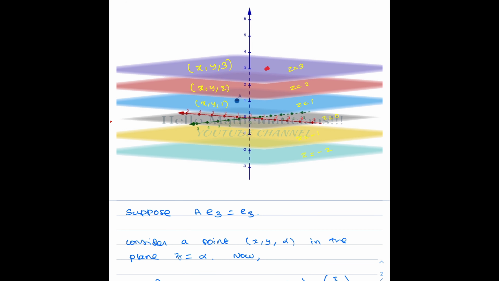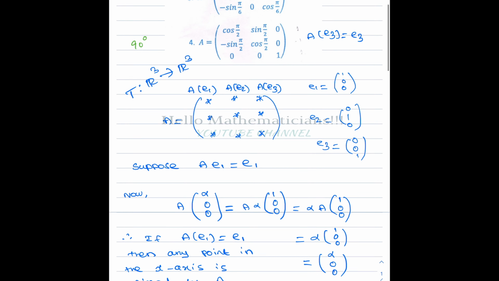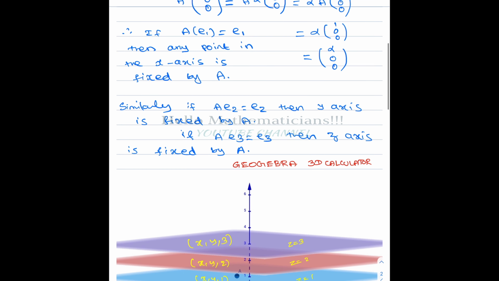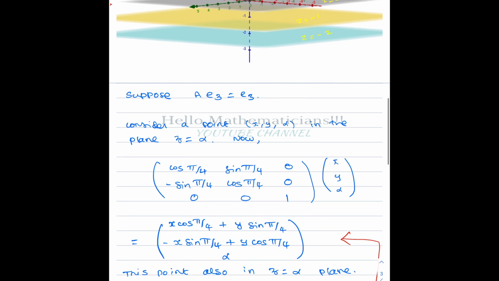Then every point here is going to get rotated. This point is going to rotate in this plane, this point is going to rotate in this plane, this point is going to rotate in this plane. Each point is going to rotate in this plane. Rotate by how much angle? The angle is given by this, whatever the degree. So in this example we have pi by 4.